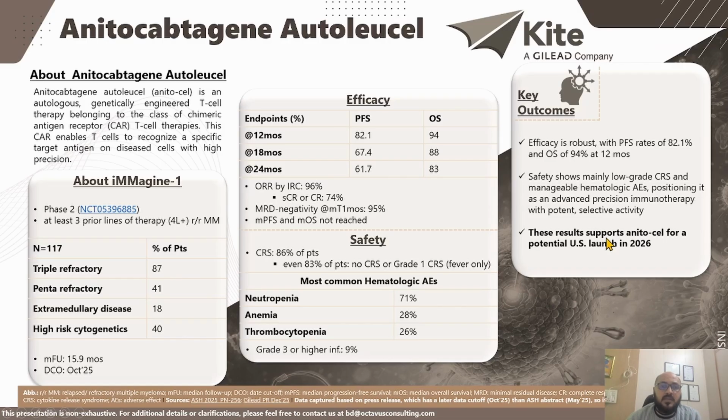Now another therapy which is being assessed is CAR T therapy. Here, a phase 2 study of this Kite molecule, efficacy at 12 months, again, very encouraging results. Overall survival and both PFS are showing very good results. Safety is also okay. The reason is that there are only 9% grade 3 and above infections which have been observed. And I think all the other common hematological safety profiles can be treated.